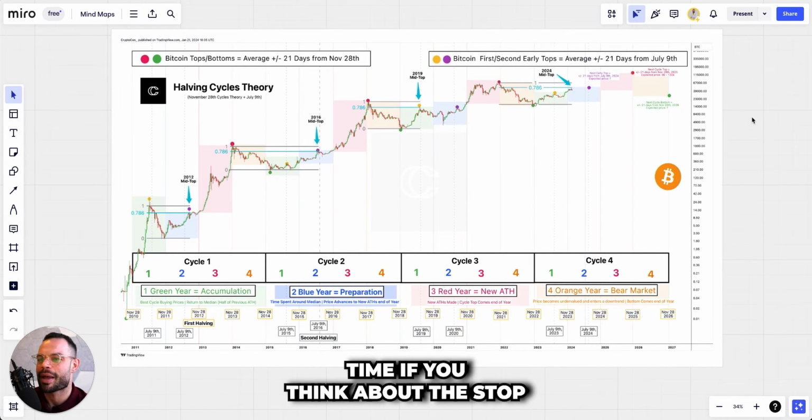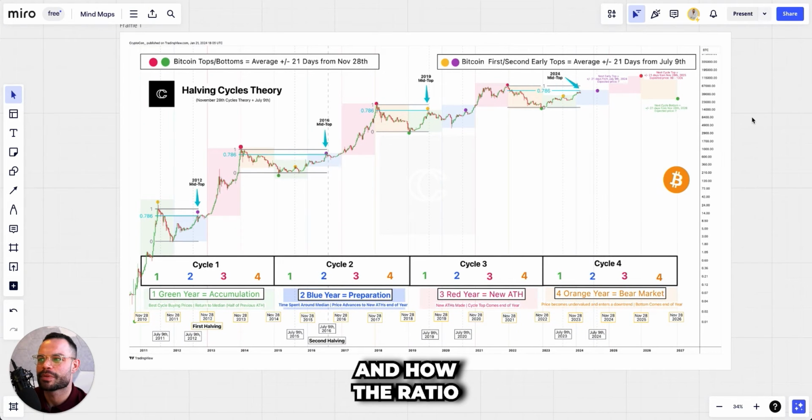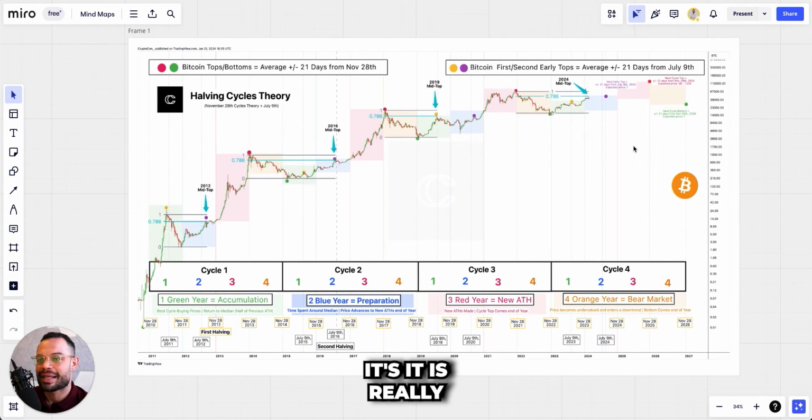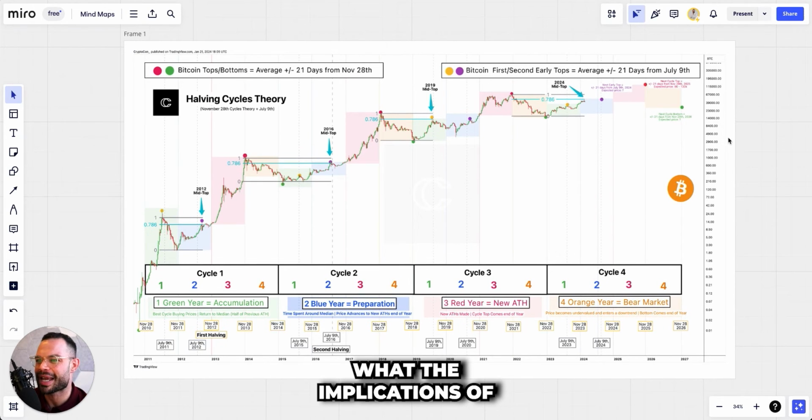And if we think about the stock to flow model for Bitcoin, that ratio gets even better from a scarcity perspective. Every 4 years, because the block reward diminishes and gets cut in half, it is really what drives this entire 4-year cycle, or this Bitcoin super cycle. So from a theoretical perspective, it's very interesting to think about what the implications of that might be over time as that block reward continues to get cut in half.